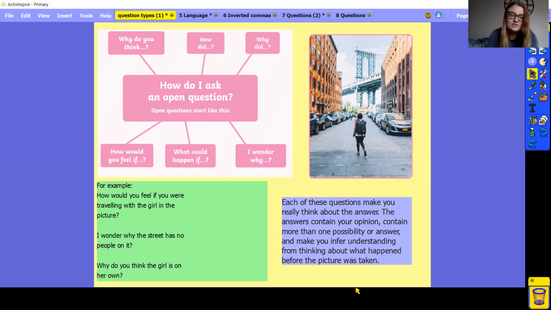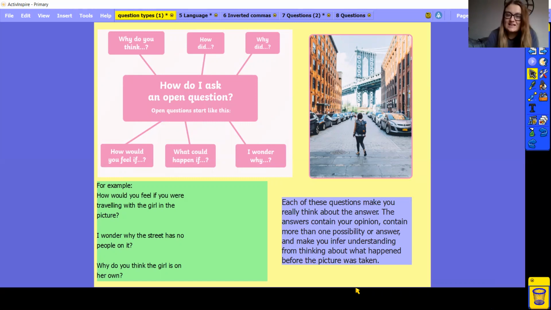And then another example of question is, why do you think the girl is on her own? You could answer that question with, I think the girl is on her own because she is traveling on her own, or I don't think she is on her own because there's somebody taking the picture.